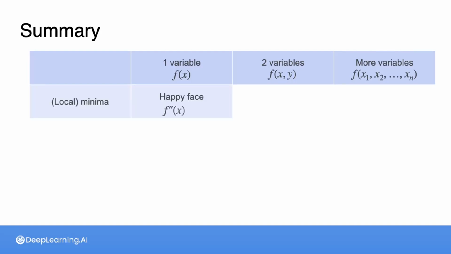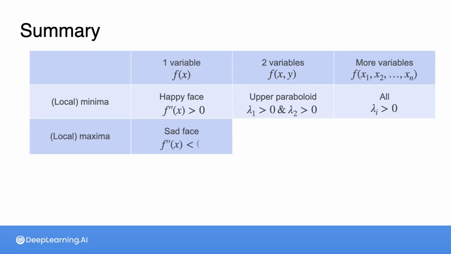So what happens with a local minimum? In one variable, you have to have a happy face, so f''(x) is bigger than 0. And obviously f'(x) has to be 0 for this to happen. In two variables, you have to have an upper paraboloid, like the concave up function you saw in this video. And for that to happen, both eigenvalues of the Hessian have to be positive. And in the general case, you simply have to have a Hessian with n eigenvalues, all of them bigger than 0.